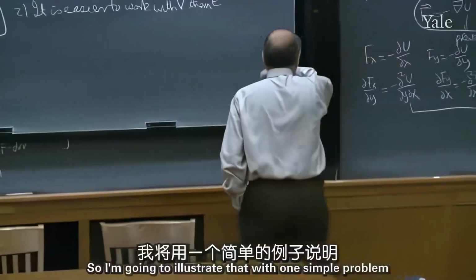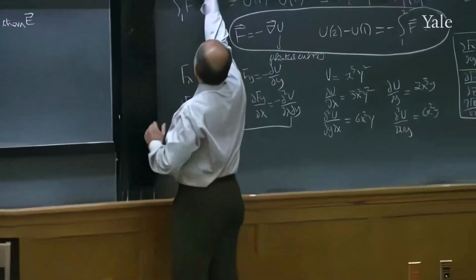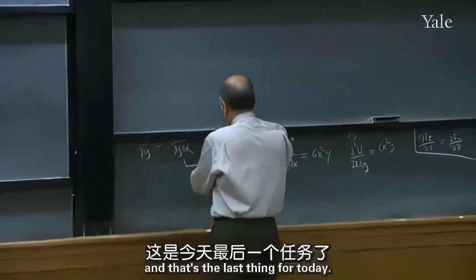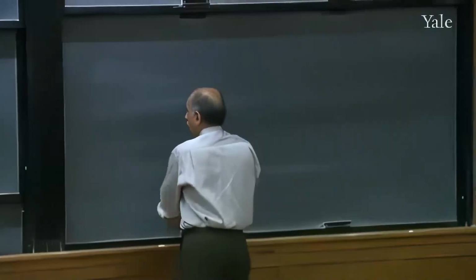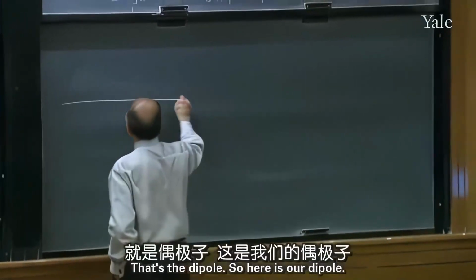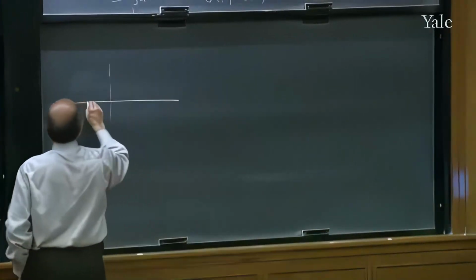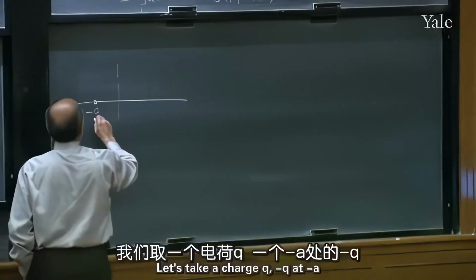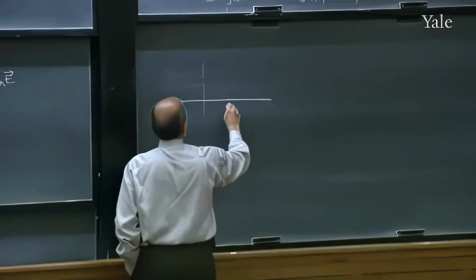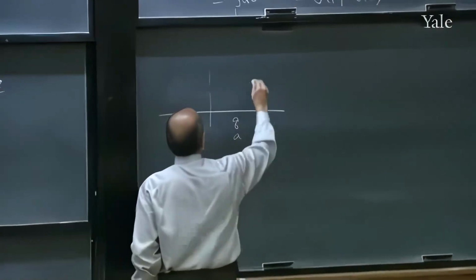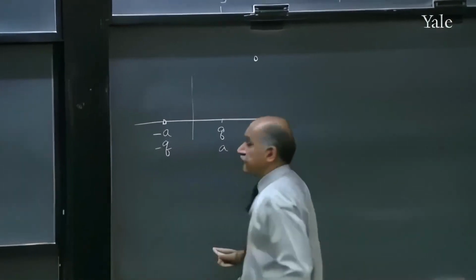So I'm going to illustrate that with one simple problem, and that's the last thing for today. That's the dipole. So here is our dipole. Let's take a charge minus Q at minus a, and plus Q at plus a. And we want to find the field there.